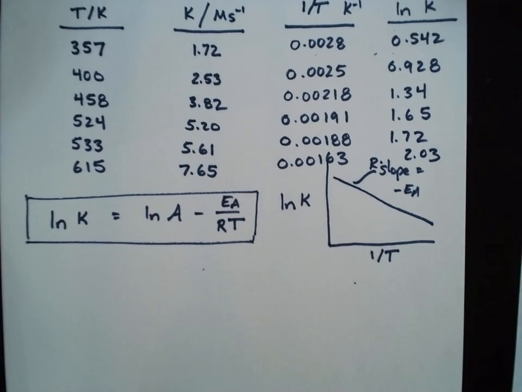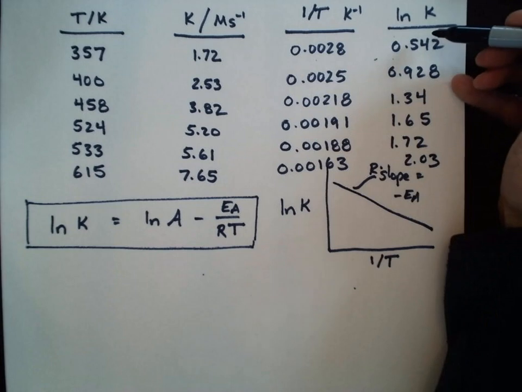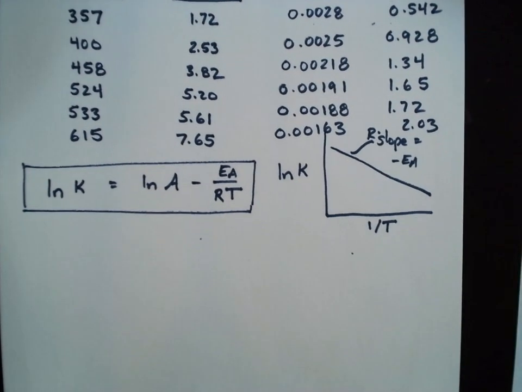So now we're going to have to graph these values. We're going to be graphing 1 divided by the temperature on the x-axis and the natural log of all of these on the y-axis. Let's set up our graph.